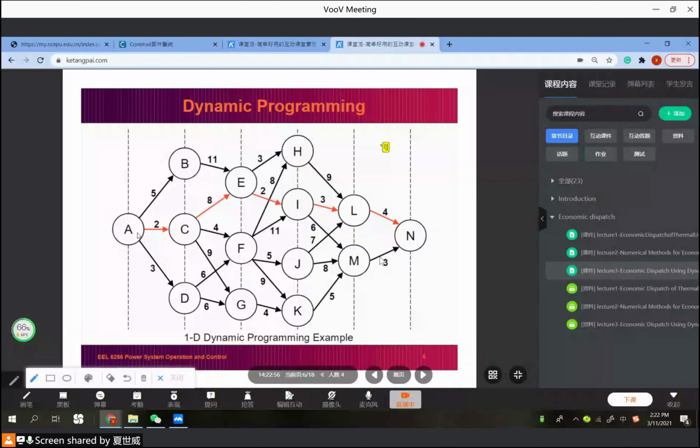If you list all the costs of all the paths, for example, A, B, E, H, I, L, N, A, B, E, I, L, N, A, B, C, F, I, L, N, and you compare all these paths, you will find that A, C, E, I, L, N is the most economic path, or this path has the minimal cost. We just want to observe some conclusions from these results. Don't worry, I will show you how to find this.